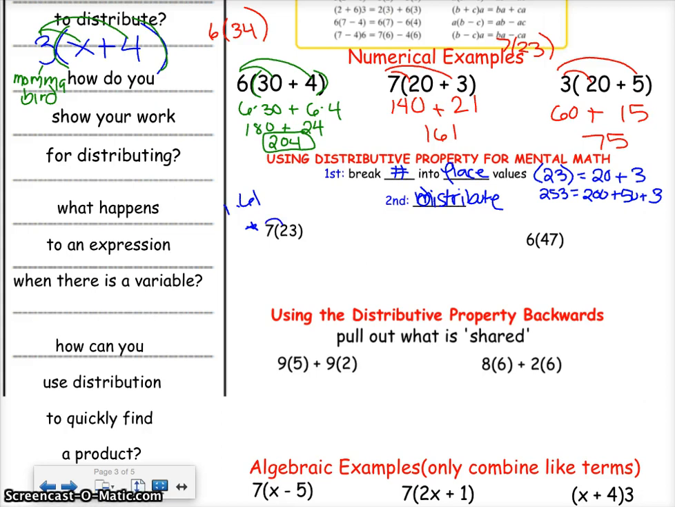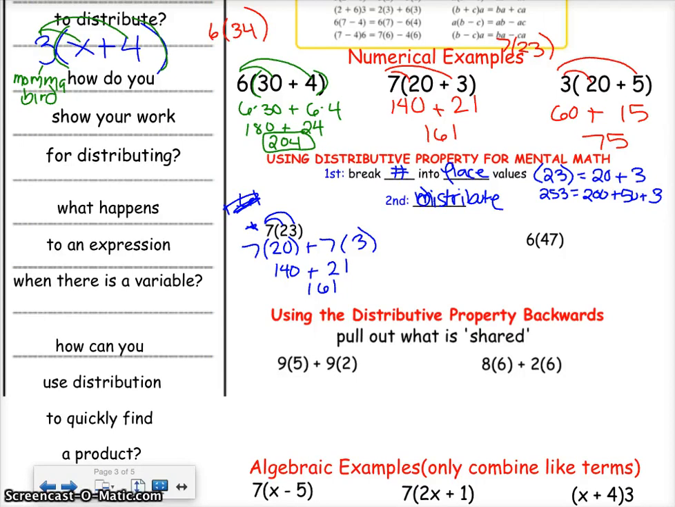So 7, is that 2 really a 2, yes or no? No. What is that 2? 20. So it's 7 times 20 plus 7 times 3. 7 times 20 is 140 plus 7 times 3 is 21. 161. Now I put the decimal there only because I was talking about a random instance with money, if they got 23 gallons of gas, 7 cents off a gallon. But your real answer would be 161.